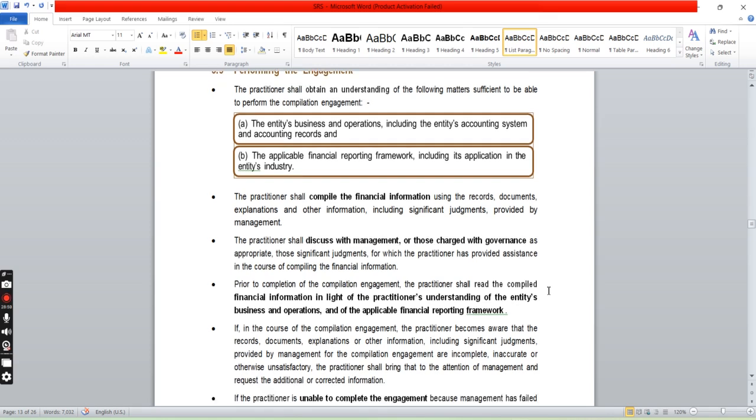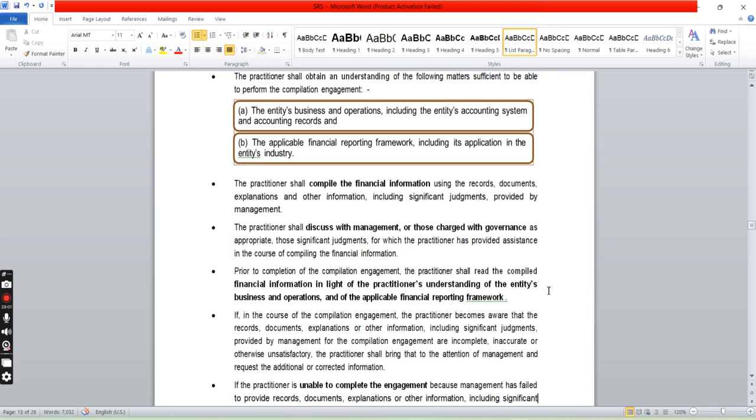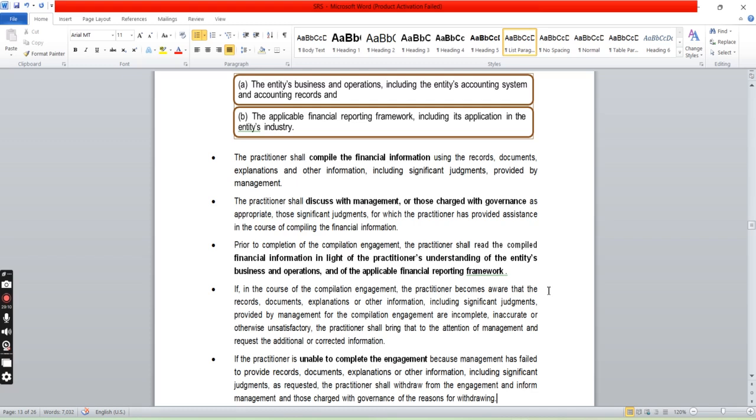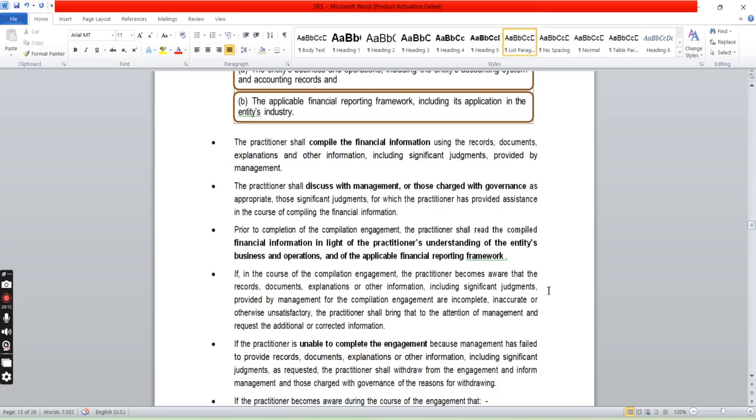Prior to completion of कंपाइलेशन एंगेजमेंट को परफॉर्म करने से पहले प्रैक्टिशनर जो है वो रीड करेगा द कंपाइल्ड फाइनेंशियल इंफॉर्मेशन इन लाइट ऑफ प्रैक्टिशनर अंडरस्टैंडिंग ऑफ एंटिटी बिजनेस एंड ऑपरेशन क्या है एंड एप्लीकेबल एफआरएफ क्या है.